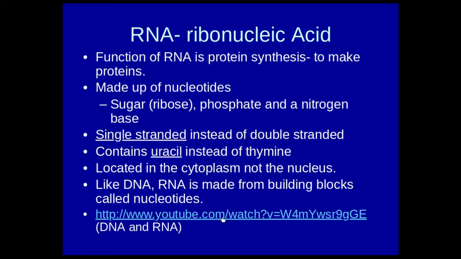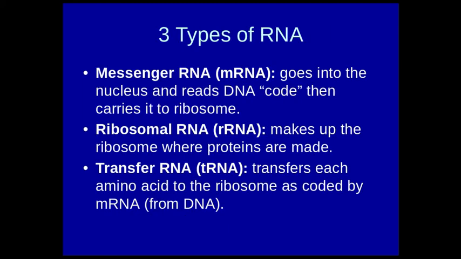I would watch this YouTube video here if I were you guys. It's a good explanation. There are three types of RNA. There's mRNA, also known as messenger RNA. This RNA goes into the nucleus and codes the DNA and then comes back to the ribosome, okay?